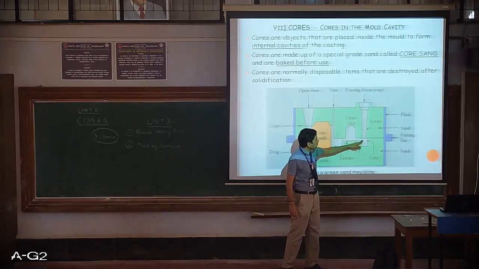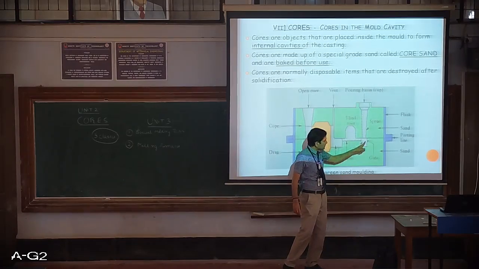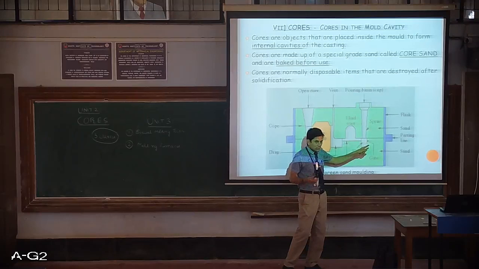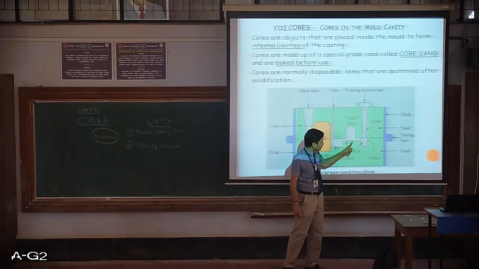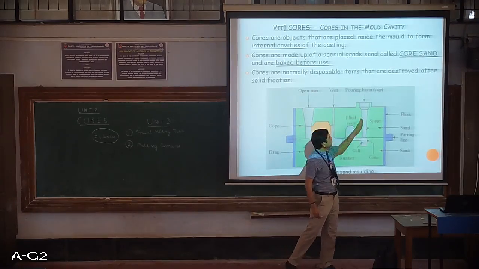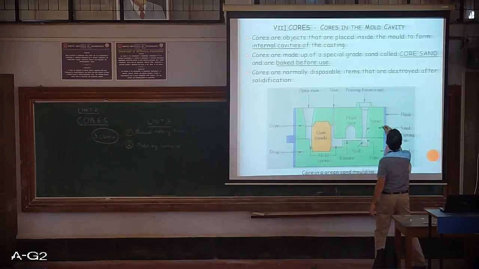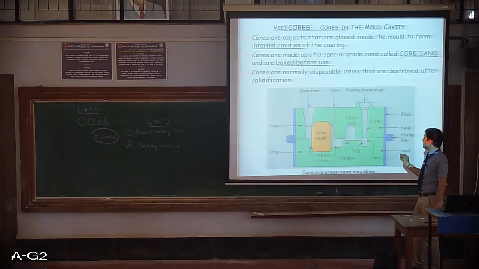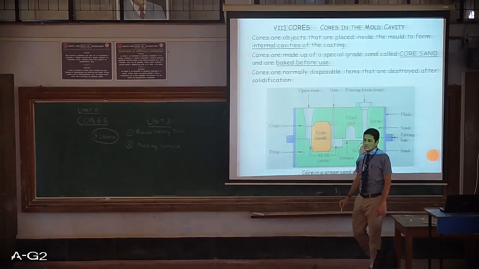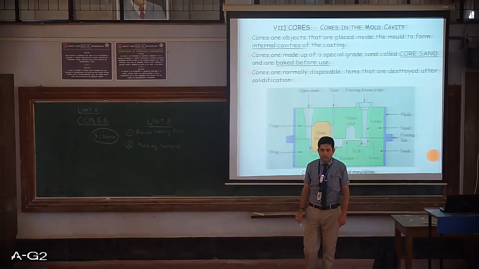Then there is a well over here, so that when the metal comes and falls over here, there is some kind of cushion. So there is a well, there is a gate, there is a sprue, then this is the flask, this is the sand, this is the parting line, and again the sand. So these are the basic components of a sand casting mold, which we have learnt earlier.